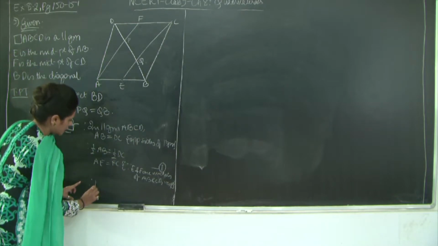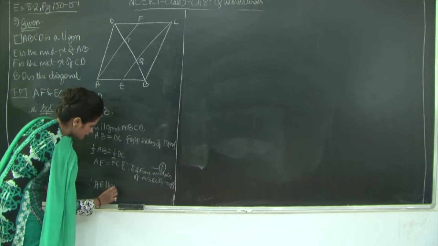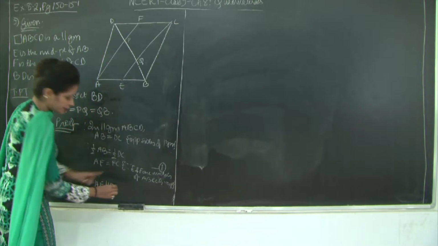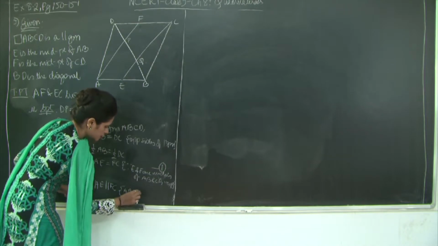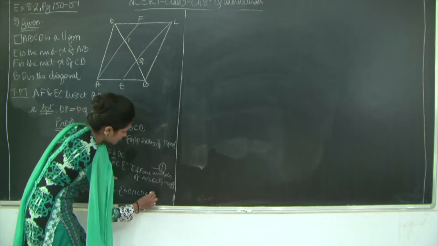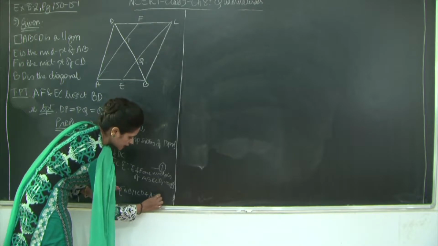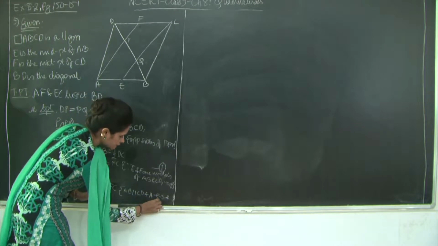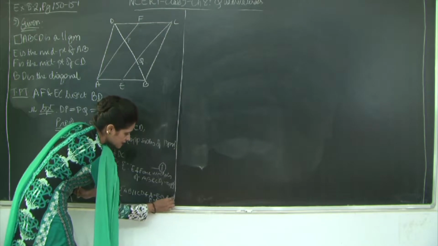Also, I have AE is parallel to FC. Let us say FC itself, because we have written FC over here. Why? Because AB is parallel to CD and what do we have? F lies between D and C and E lies between A and B. Let us mark this as 2.